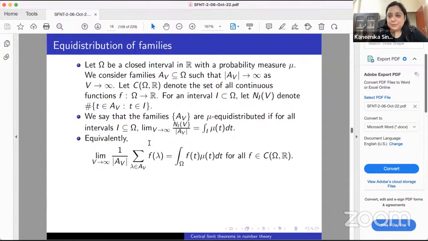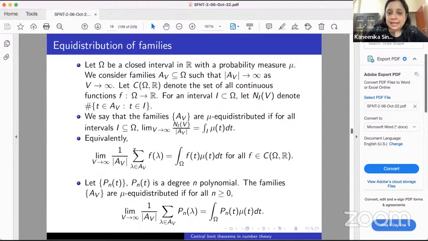Now, one little observation. I think the PhD students may have studied or are studying this theorem in analysis, that you can approximate any continuous function on C of omega by suitable polynomials. What I'm referring to is the Weierstrass approximation theorem. Because of that, if we want to prove equidistribution, we don't really have to prove it for every continuous function. It will be sufficient to prove it for a sequence of polynomials, where p sub n of t denotes a polynomial of degree n. Let us choose a sequence of polynomials of each degree.